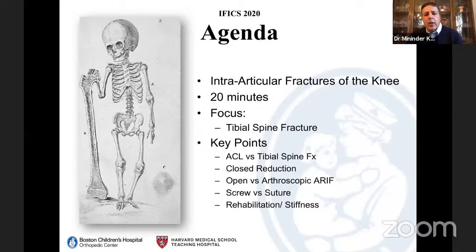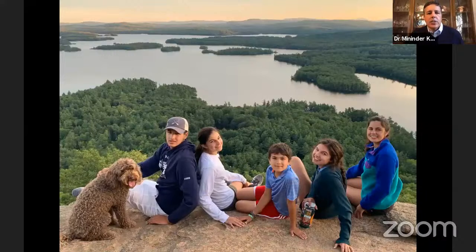So again, my goal here was to talk about intra-articular fractures of the knee, focusing more in depth on the tibial spine fracture. I think the key points are to talk about ACL versus tibial spine injuries. Closed reduction is certainly an option for non-displaced fractures or those that reduce with extension. Open versus arthroscopic reduction and internal fixation are both treatment options. For fixation, we have screw versus suture fixation. I would say the trend for us and for others is to suture fixation. And then importantly, think about rehabilitation, moving the knee early to avoid stiffness. Thank you very much for your attention.